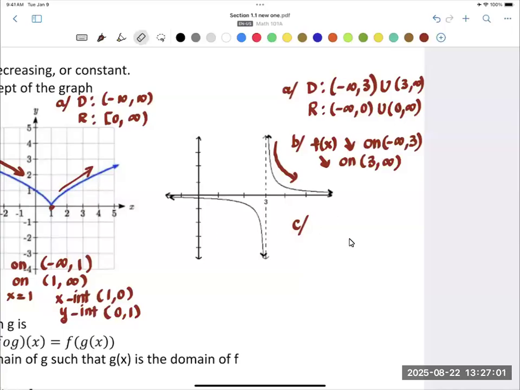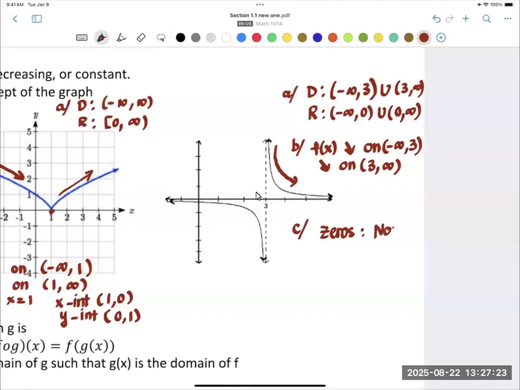Now, the zero of the function means the y value is going to be equal to 0, and it will be on the x-axis. But if you look at the problem, when the graph approaches the x-axis, it just makes a turn. It never crosses the x-axis. So you don't have a 0 for this problem. The 0 is none. So the x-intercept is also none, or does not exist.